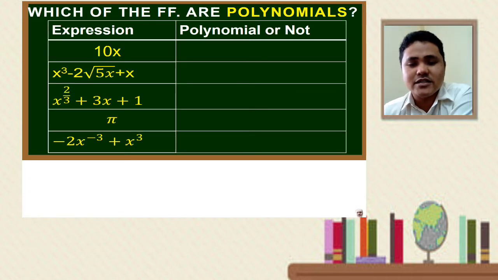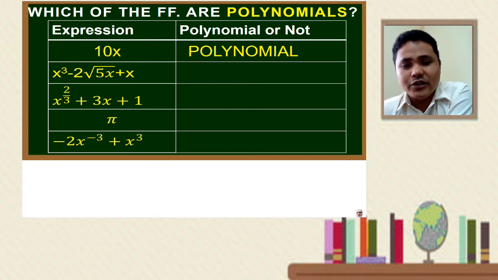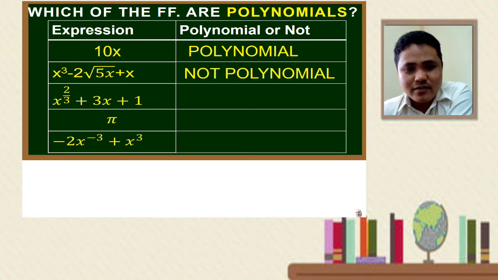So I have here samples of expressions, and you're going to identify which of them are polynomials. The first expression is 10x. Would you consider 10x as a polynomial or not? Yes, you're right. It's a polynomial. How about number 2? The second expression, x cubed minus 2 square root of 5x plus x. Is it a polynomial or not? Yes, you're right. It's not a polynomial.